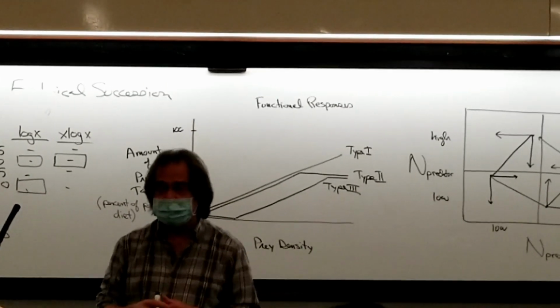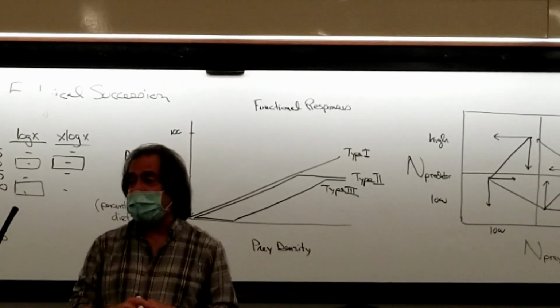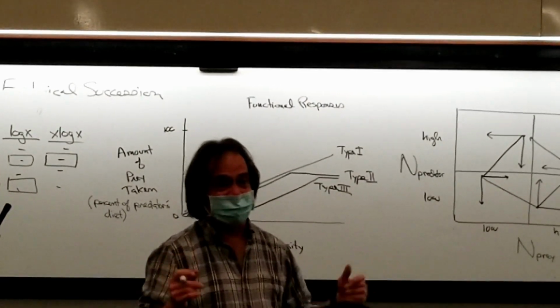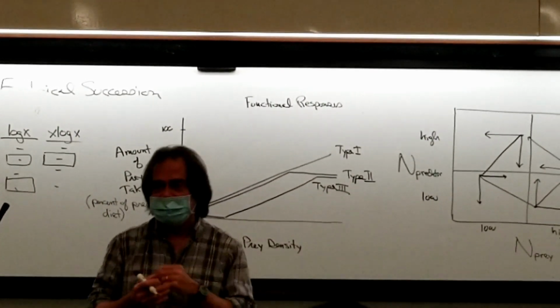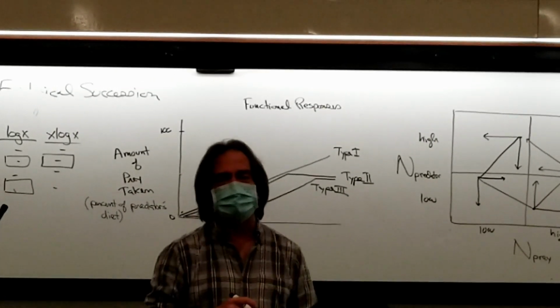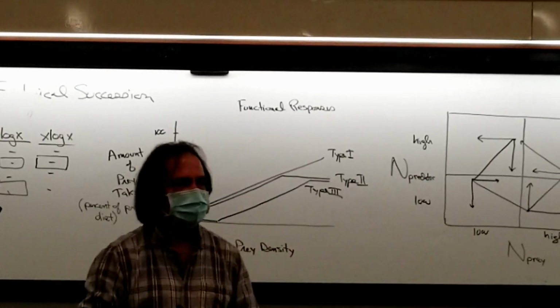Specific searching image, meaning that they're not looking for it. And so when it's rare, it's not on their list of things to look for because they're not familiar. And refugia, there may be hiding places. And you can probably think of other things. Those are the two that usually come to mind.